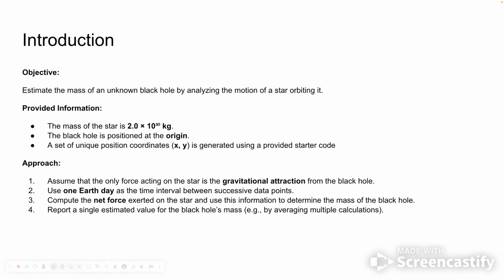We also receive a data set containing the star's position over time. Our approach is straightforward. We assume that the only force acting on the star is gravity from the black hole. We then use a time step of 1 Earth day to compute the net force exerted on the star. Using this, we can estimate the black hole's mass by averaging multiple calculations.